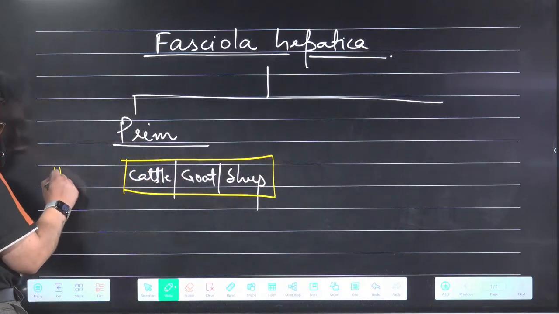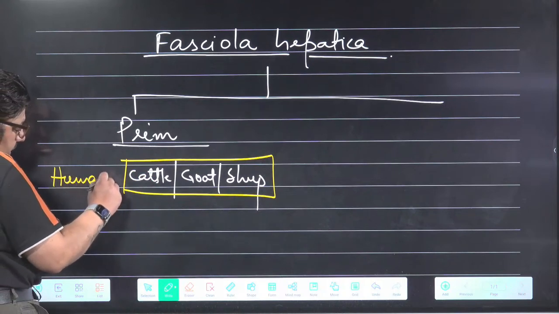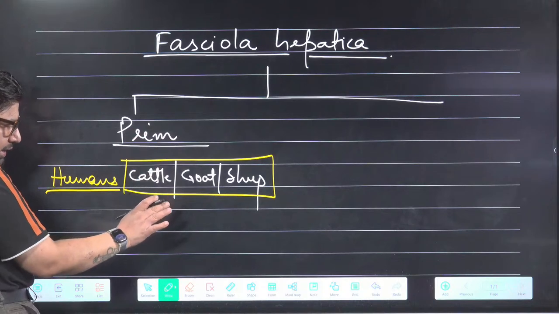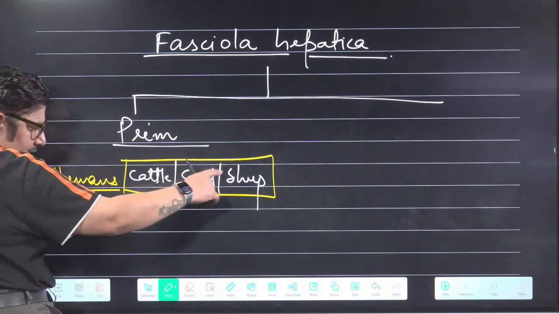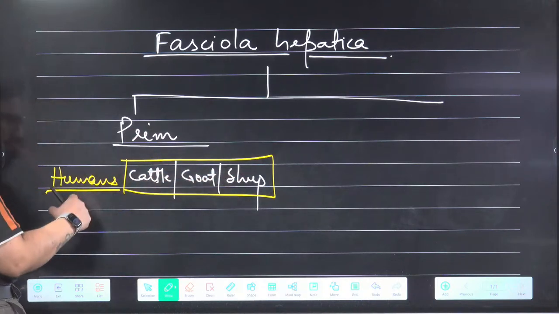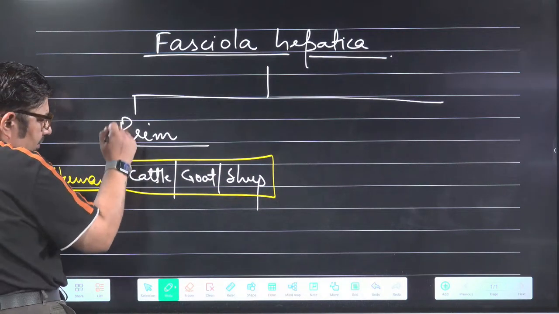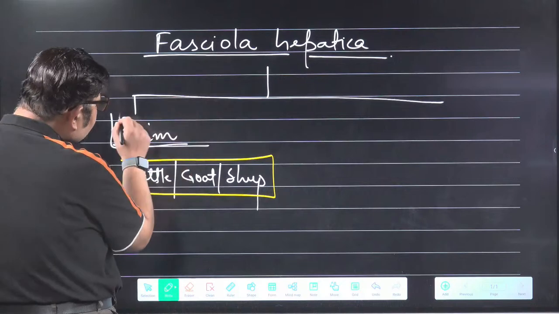So humans are obligate. Okay, so it is not compulsory that it will only do in cattle. It can do in any of these, and inside the human body also, it can multiply. Okay, so we're talking about Fasciola hepatica.